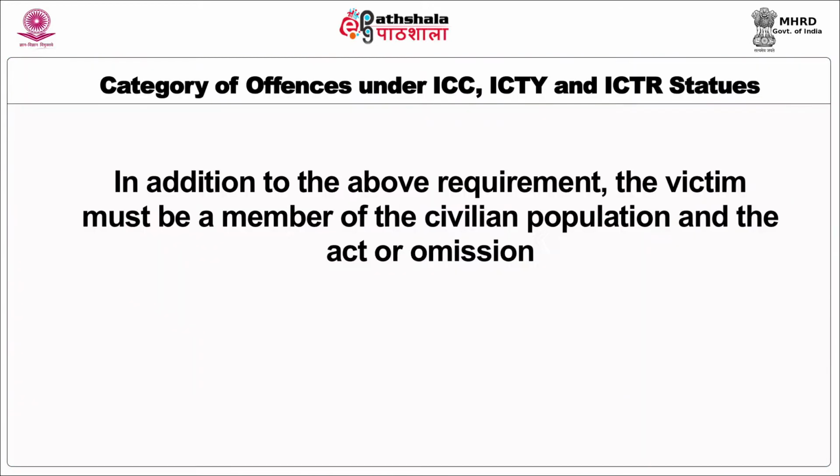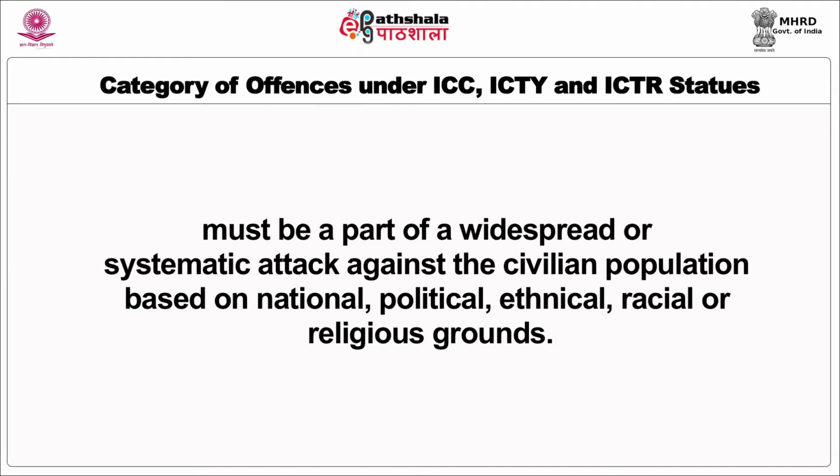In order for murder to constitute an offence of the gravitas required for it to be a crime against humanity under Article 3, Clause A of the ICTR, in addition to the above requirement, the victim must be a member of the civilian population and the act or omission must be a part of a widespread or systematic attack against the civilian population based on national, political, ethnic, racial or religious grounds.